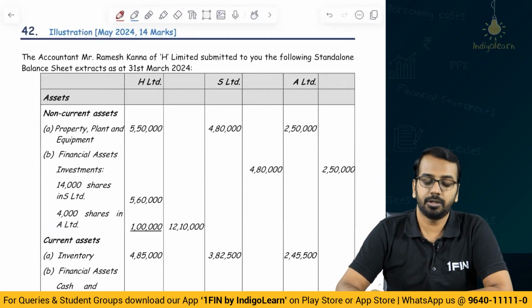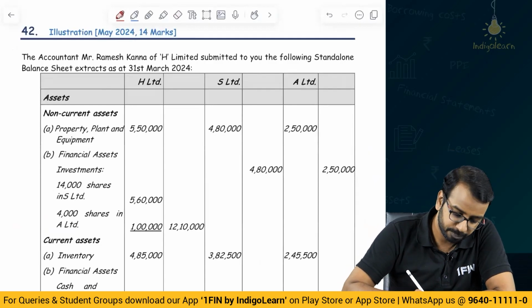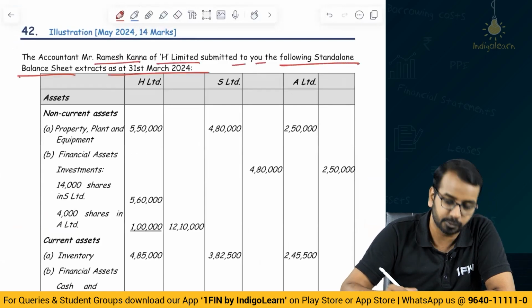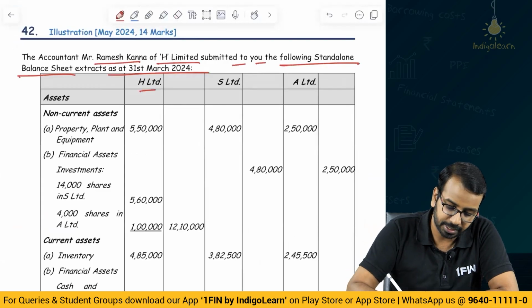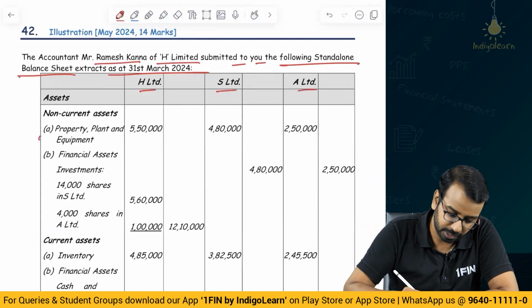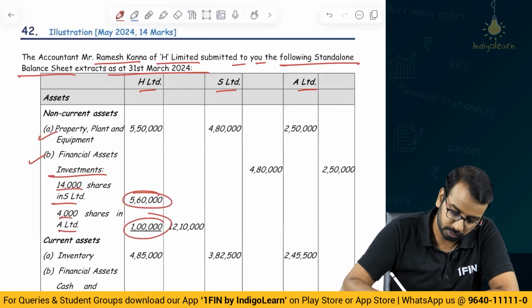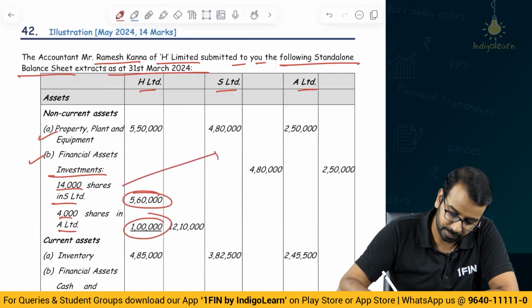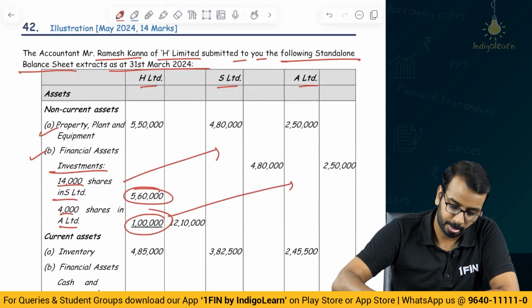Let's have a look at a question from May 24 on consolidation. The accountant Mr. Ramesh Khanna of H Limited submitted to you the following standalone balance sheet extracts as of 31st March of 24. H Limited, S Limited, A Limited, they have PPE, financial assets, investments, 14,000 shares in S Limited and 4,000 shares in A Limited. So, it has investment in S Limited as well as A Limited.